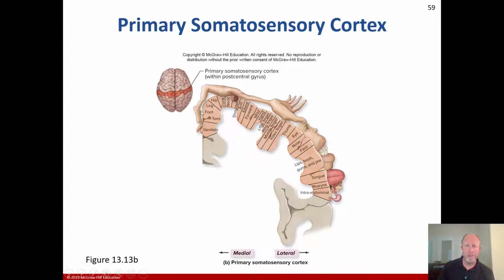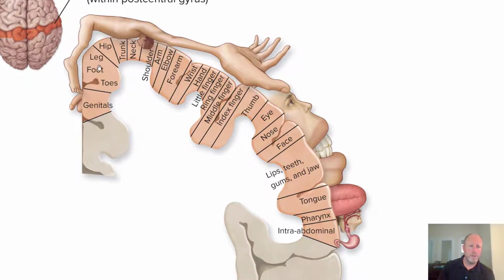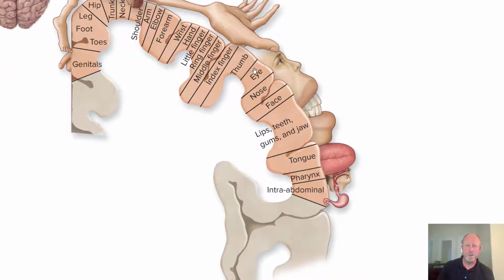So here we have our primary somatosensory cortex crossed here within our postcentral gyrus. You can see once again, now we have quite a bit here for the genitals and leg, but the leg, foot, and toes is the same as it is for the genitals here, generally speaking, proportionally. Hip, trunk, neck, shoulder, arm, elbow, forearm, wrist. Then we get, again, little finger, ring finger, middle finger, index finger, a lot going on for the hand right there, and a lot of space for thumb, eye, nose, face, lips, teeth, gums, and jaw. Significant amount of sensory information there with tongue, pharynx, as well as intra-abdominal here as well.